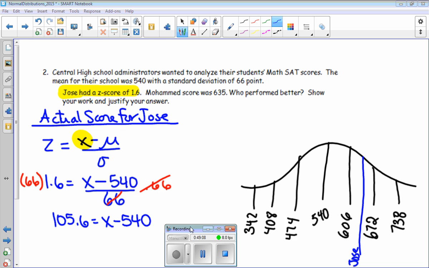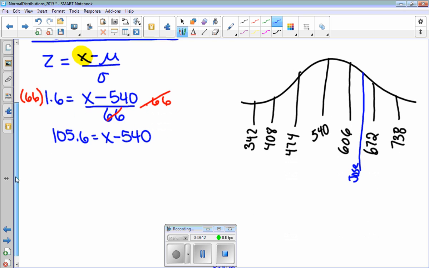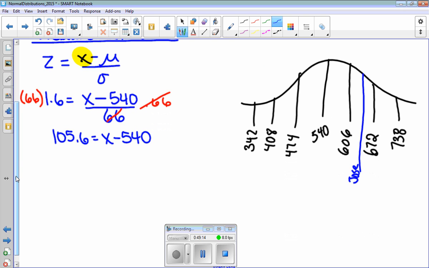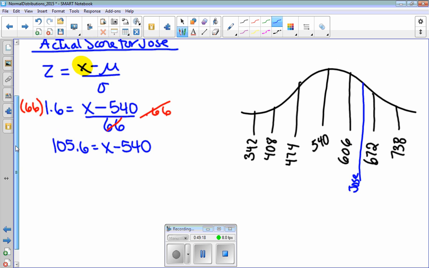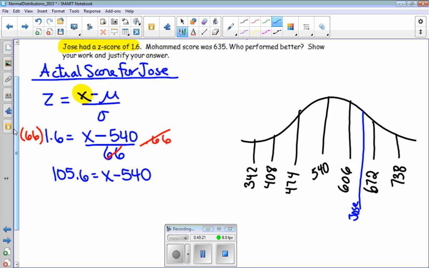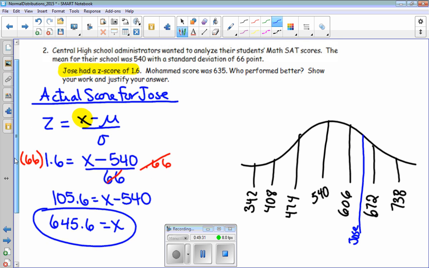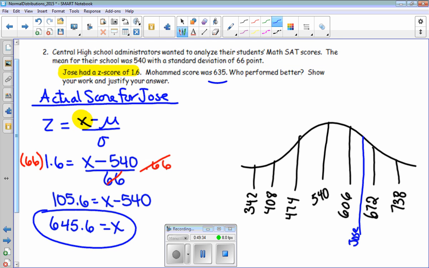And then what am I going to do to solve for x? Add 540. So Jose's actual score was 645.6. And that's going to be an N. I know they don't usually do points, but we're there, okay? So that's Jose. What did Muhammad score? 635. Who scored better? Jose did.